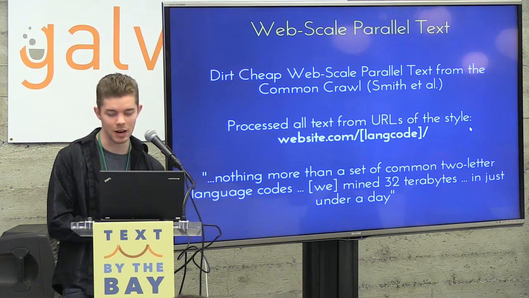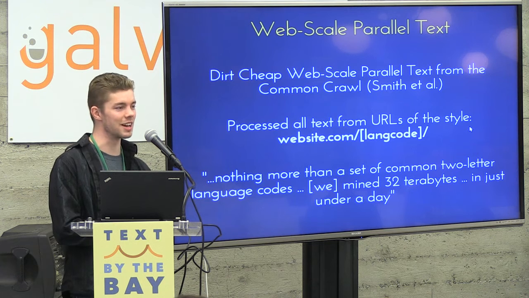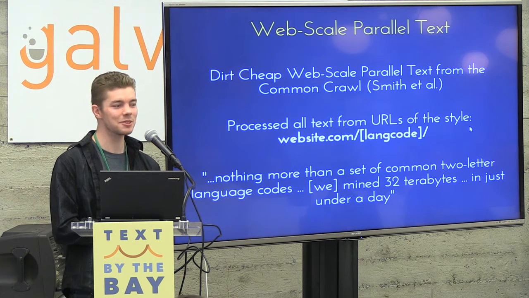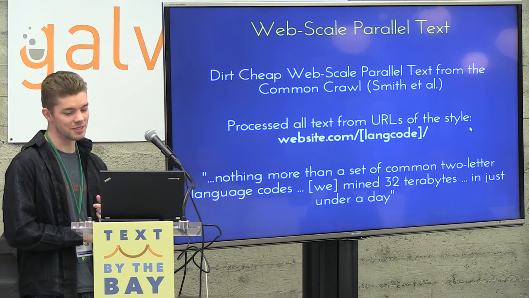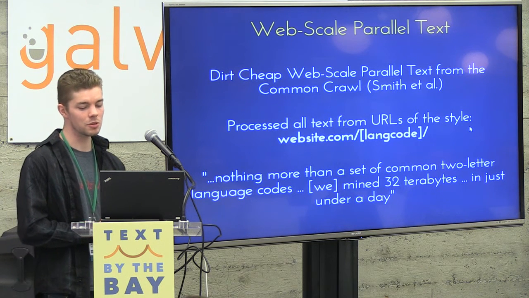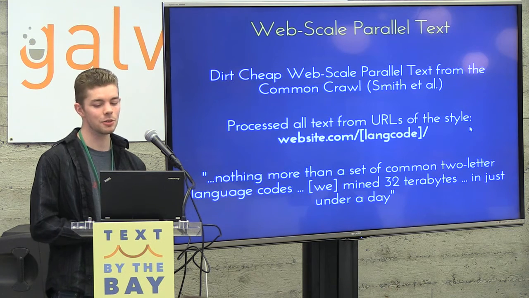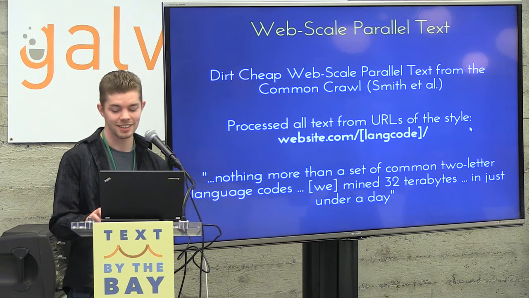I believe they did a few extra steps at the other end to double check, but that was literally the level of filtering that they did. And the quote from the paper, which I absolutely love to say, is that with nothing more than a set of common two-letter language codes, we mined 32 terabytes in just under a day.